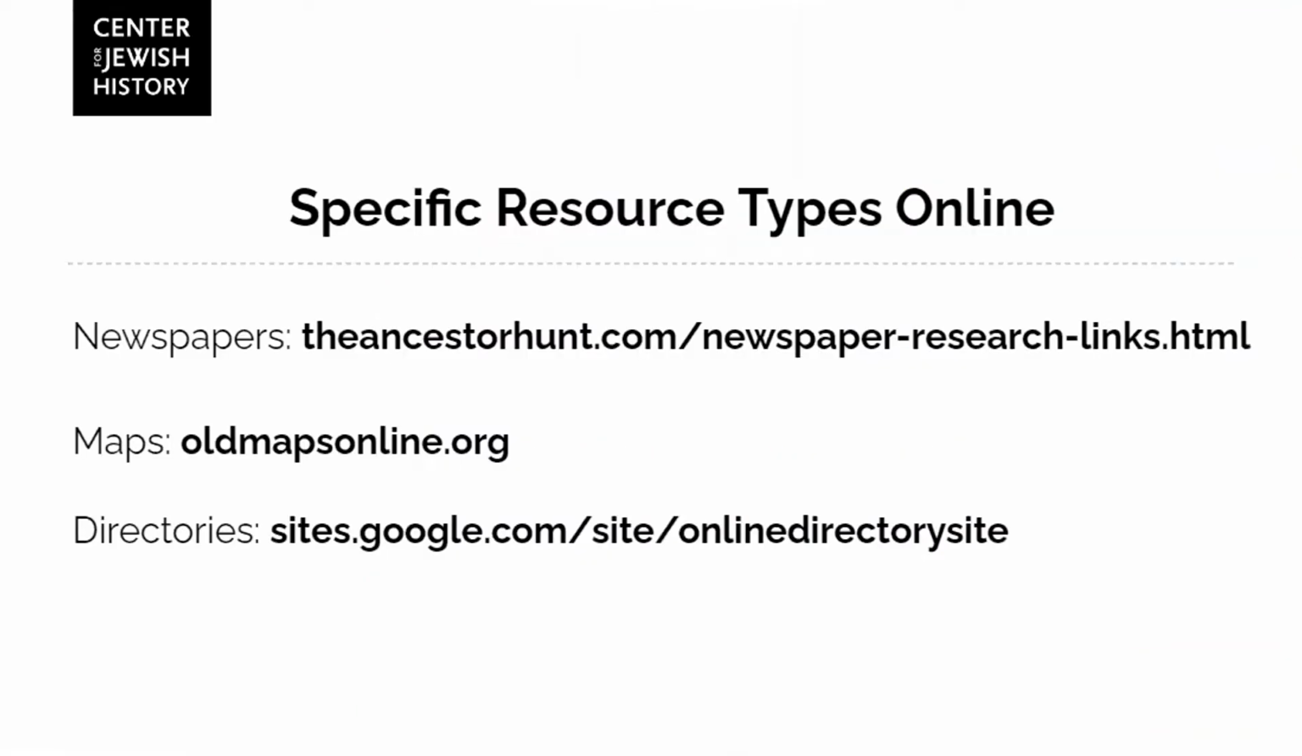In addition to the major genealogy databases, there are a number of websites where you can search or browse through specific types of local history resources, like newspapers, maps, and directories. We outlined our top recommendations for finding historical newspapers and maps online in previous episodes of Genealogy Coffee Break, so please visit our Facebook videos page to learn more about these.